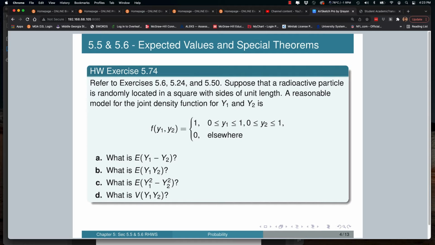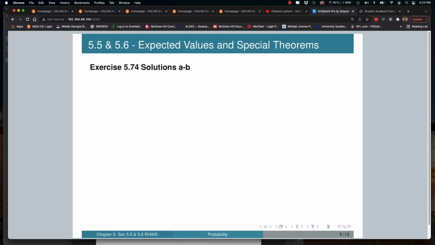So they want us to find a bunch of different things here. They want us to find the expected value of y sub 1 minus y sub 2, the expected value of y sub 1 times y sub 2, then the expected value of y sub 1 squared minus y sub 2 squared, and then finally the variance of y sub 1 times y sub 2. So there's a little bit of work in here, but at least the integrals are easy to do. And so we're going to answer parts A and B on the first solution slide here.